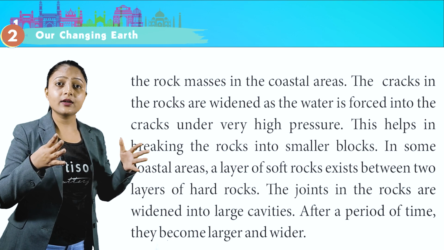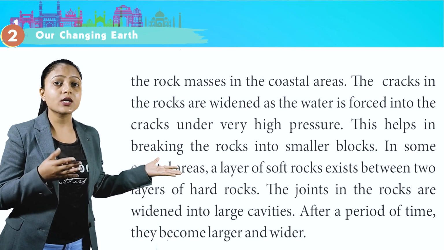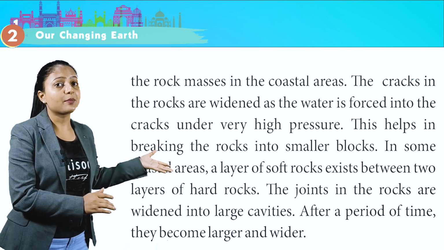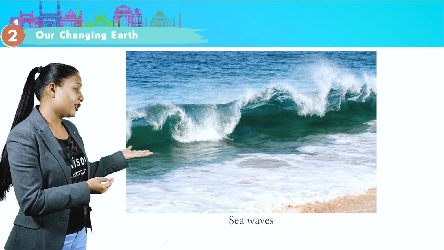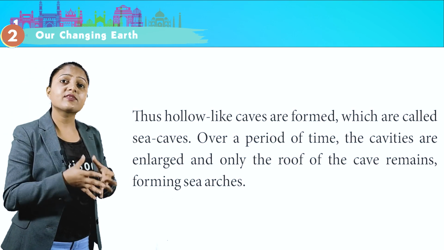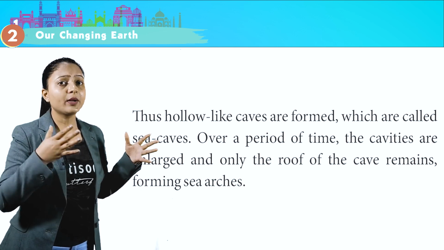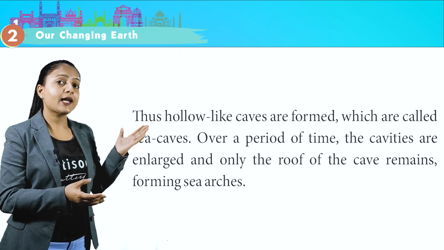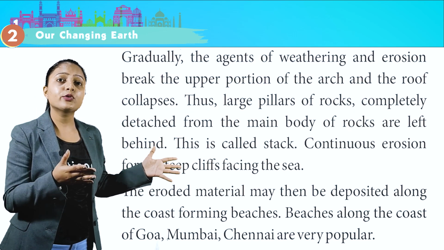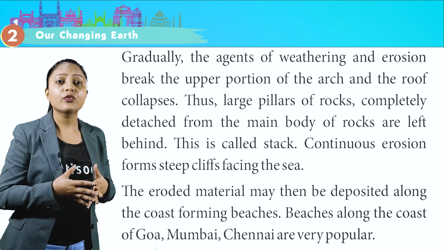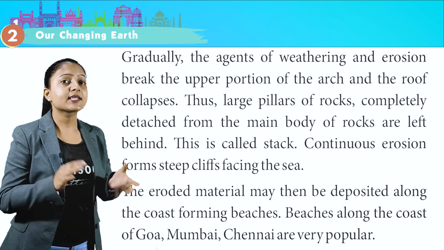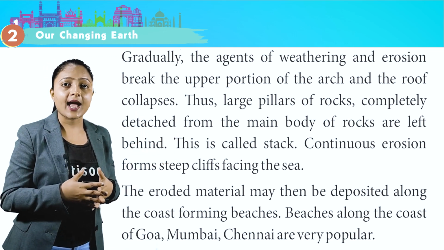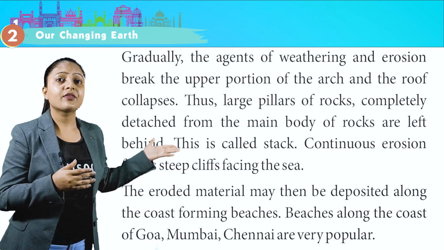In some coastal areas, a layer of soft rocks exists between two layers of hard rocks. The joints in the rocks are widened into large cavities after a period of time. They become larger and wider. This is the image of sea waves. Thus, hollow-like caves are formed which are called sea caves. Over a period of time, the cavities are enlarged and only the roof of the cave remains, forming sea arches. Gradually, the agents of weathering and erosion break the upper portion of the arch and the roof collapses. Thus, large pillars of rocks completely detached from the main body of rocks are left behind. This is called stack. Continuous erosion forms steep cliffs facing the sea.